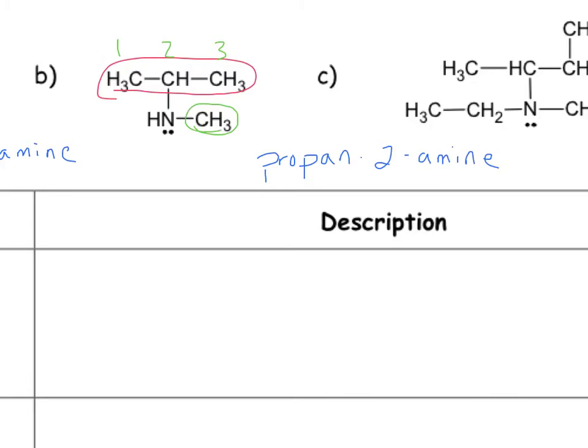I have last to describe the carbon attached to the nitrogen. Because it's a one carbon, it is a methyl group, and its location is attached to the nitrogen, so I use the position N. The final name for molecule B is N-methylpropan-2-amine.